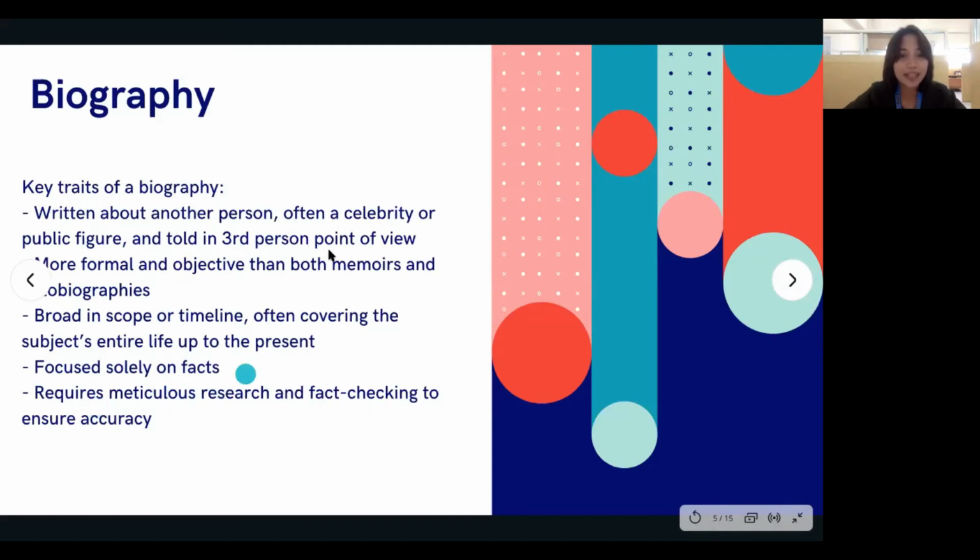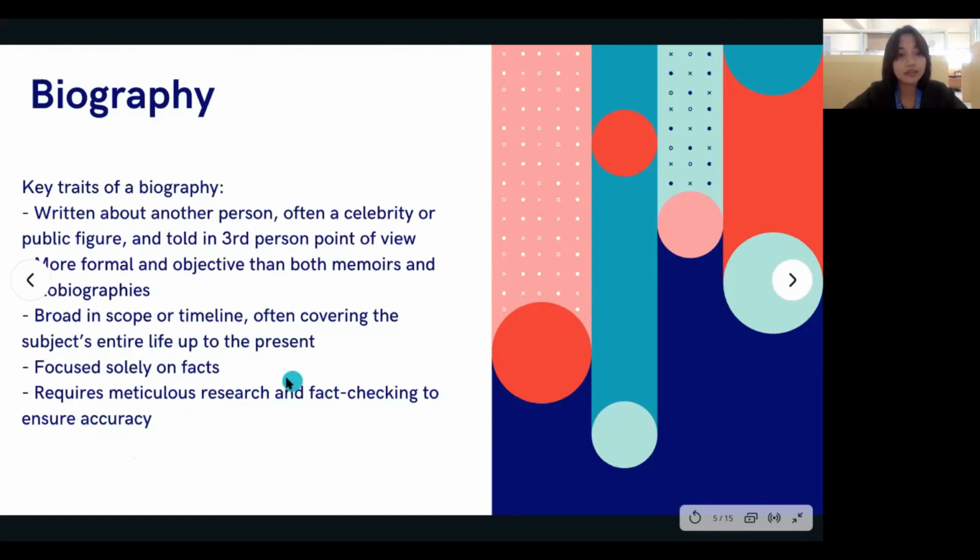Okay? Kaya nga, ang biographies ginagawa or sinusulat sa mga kilalang celebrity or famous na tao. Okay? Requires meticulous research and fact-checking to ensure accuracy. So, medyo maingat si biography. Bakit? Kasi, sabi ko nga kanina, kailangan suportado ng facts mo yung lahat ng sinasabi mo doon sa kwento ng isang particular na tao.